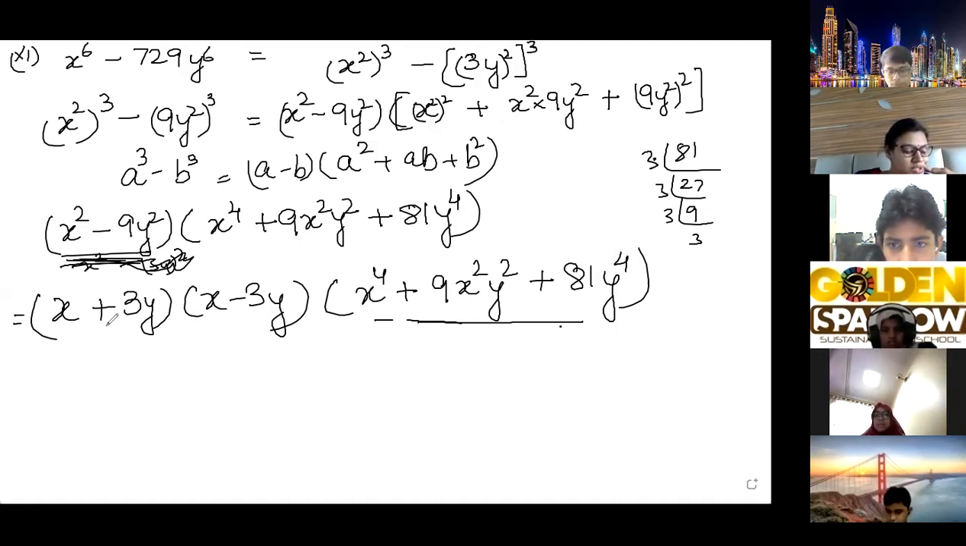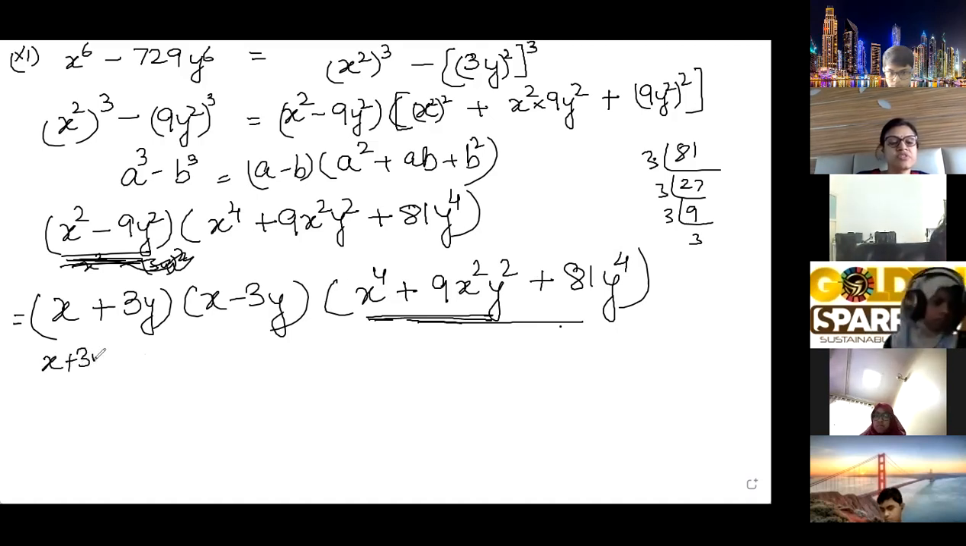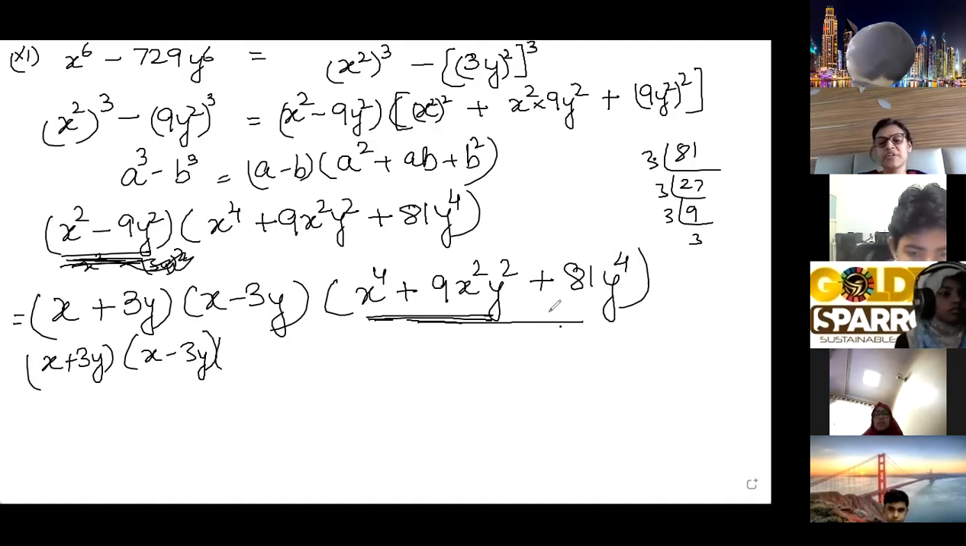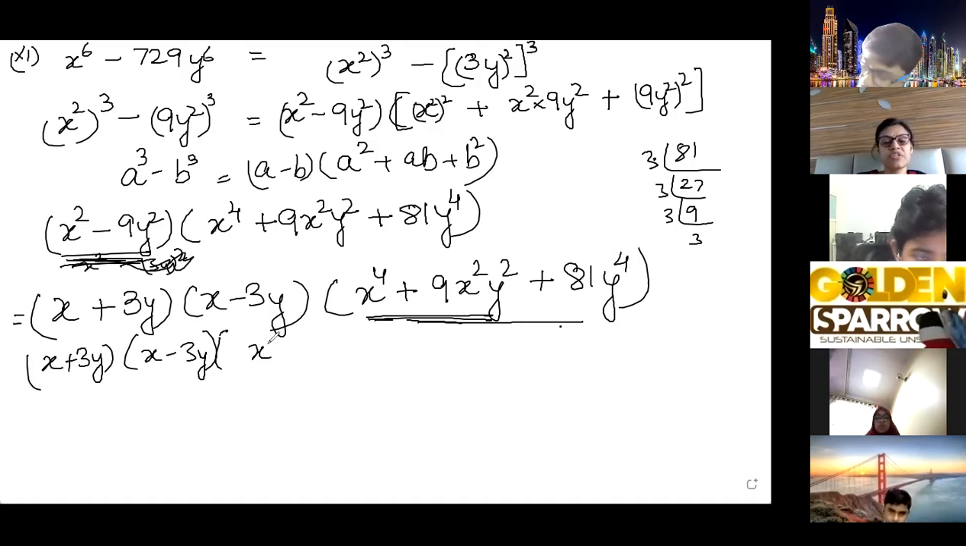Can we break it into whole square formula? Okay, we can break this into whole square. Let us try this. So x plus, we can break it. You cannot split because I was trying to split it. I think we are not getting the splitting also. So we will have to break it into the whole square formula.